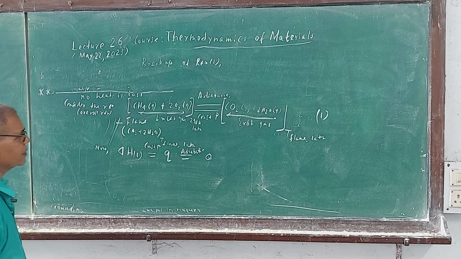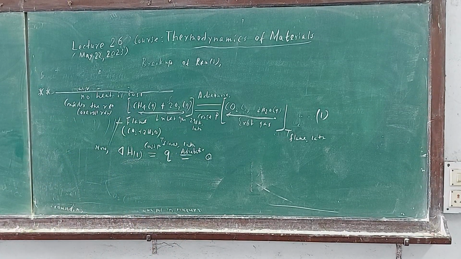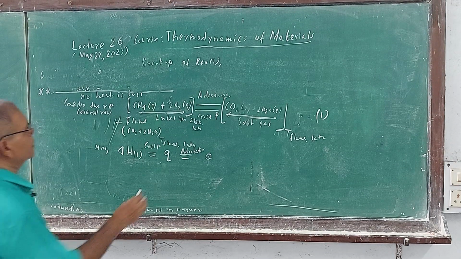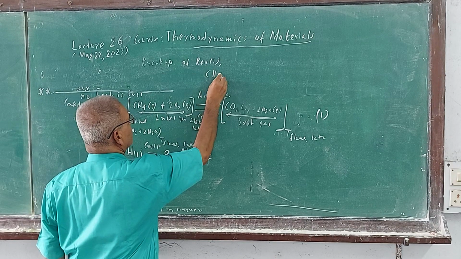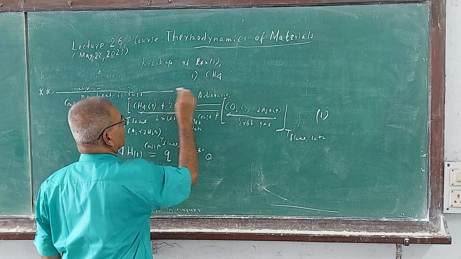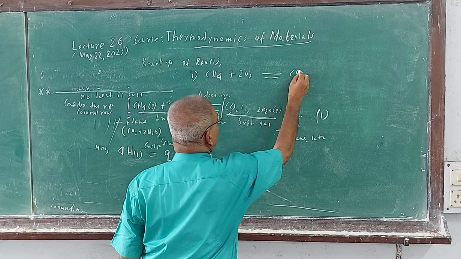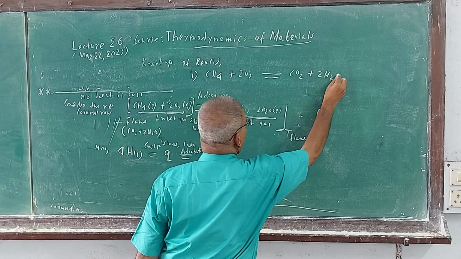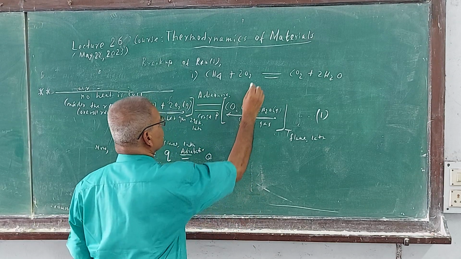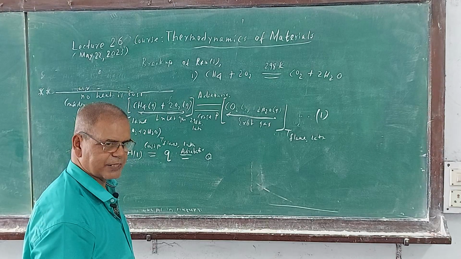Breakup of reaction 1 is what? I'm breaking it up. Follow with me, the breaking up of this quickly. I'm writing this, step 1. CH4 plus 2O2 goes to CO2 plus 2H2O. Same temperature. What is the temperature? 298 Kelvin. I don't change the temperature. The product changed. Okay, the reaction has occurred at 298.